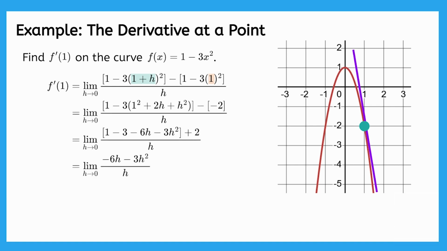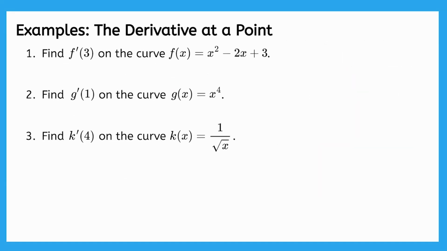In the end, you'll be left with only terms with h's in them, so we can cancel one h from each term on top with the h in the denominator. The final step is to perform direct substitution, and we get a derivative of -6. Our estimate of -5 was actually pretty close.